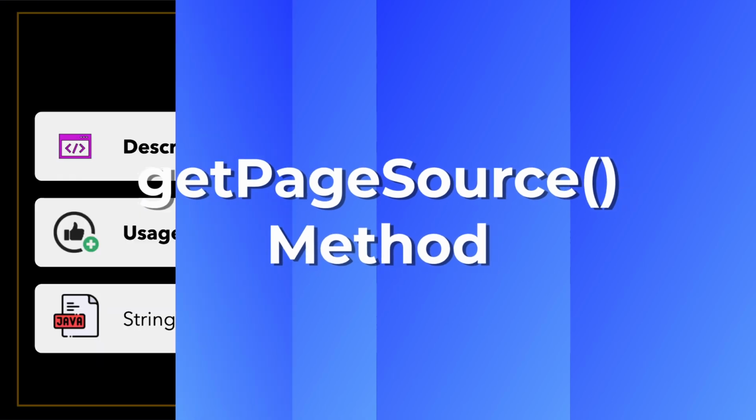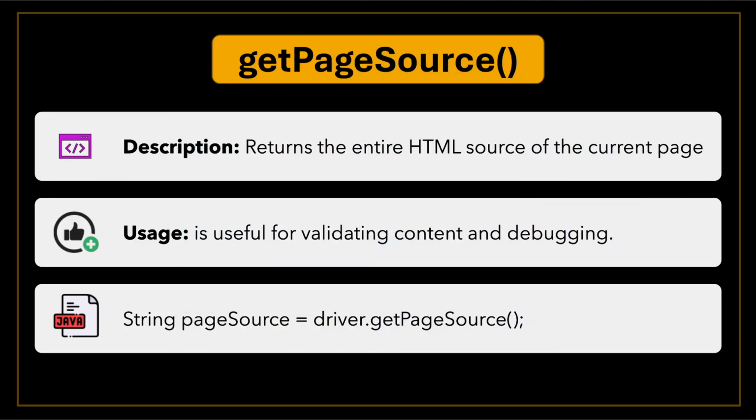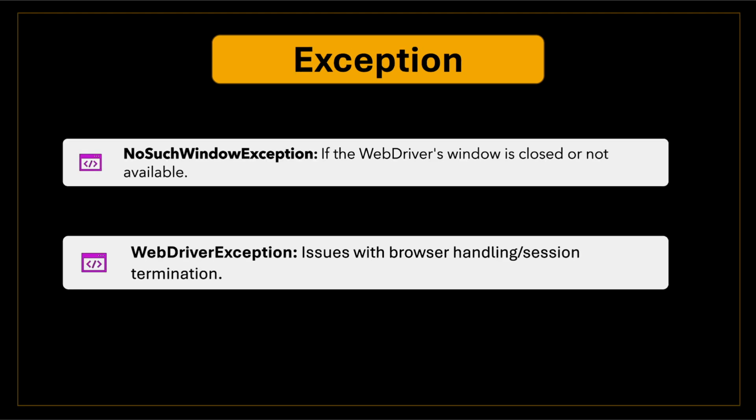Next is the getPageSource method. This method returns the entire HTML source of the current page in the form of a string. It is not a very frequently used method, but it can be used for validating the page content by searching for a specific element or text within the HTML. At times people use it for debugging purposes where you might want to inspect the full page source. These are some exceptions that it can throw.